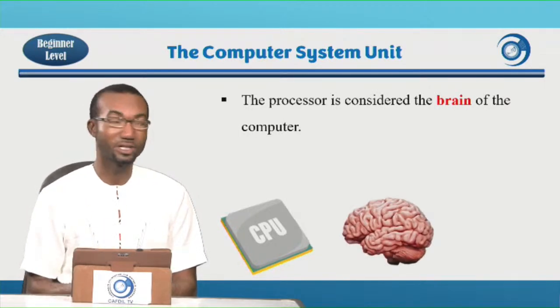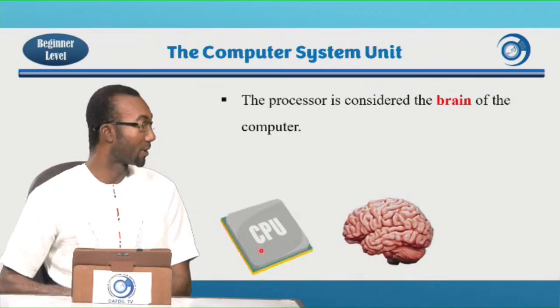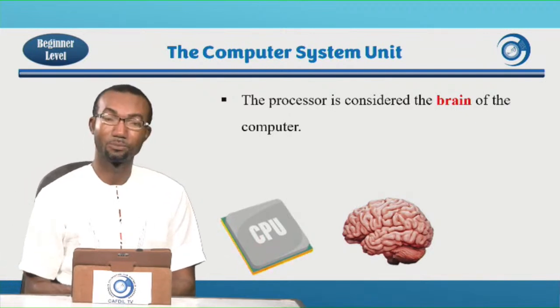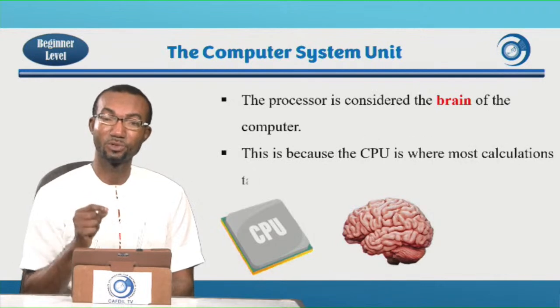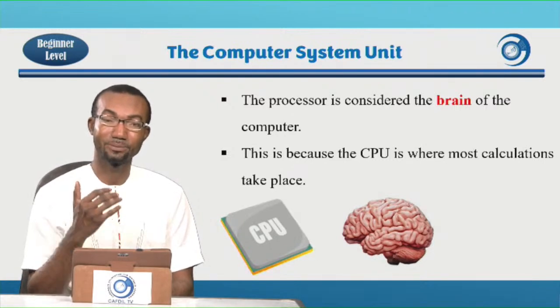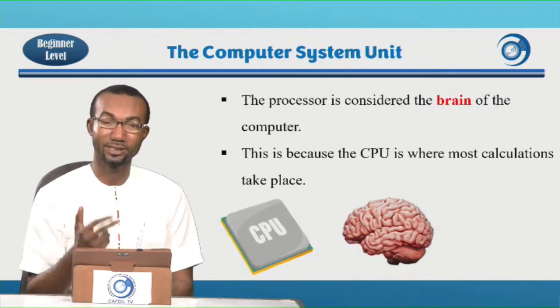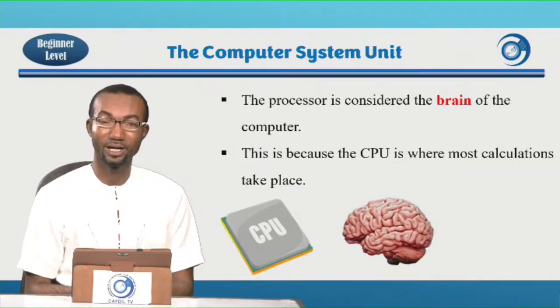We operate using our brain. This is our brain, this is the human brain. And this is the brain of a personal computer known as processor or central processing unit. This is because the processor is where most calculations take place. So if I take a calculator and type 150 divided by 3, I expect the processor to give me an answer of 50.